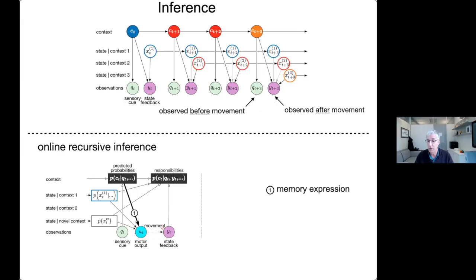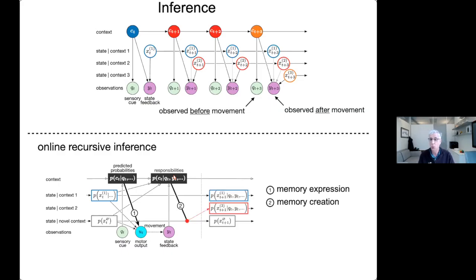You then generate your movement and get state feedback. And now you can recalculate your belief of whether each context was actually responsible for the movement you've just made. So now we estimate the probability of the context given both the cue and the state feedback. And critically, this can be used for 2 things. It can be used to decide when I should create a new memory. If, for example, the novel context has a high responsibility compared to memories I've already got, I could spawn off a new memory for the situation and then track the state of that.